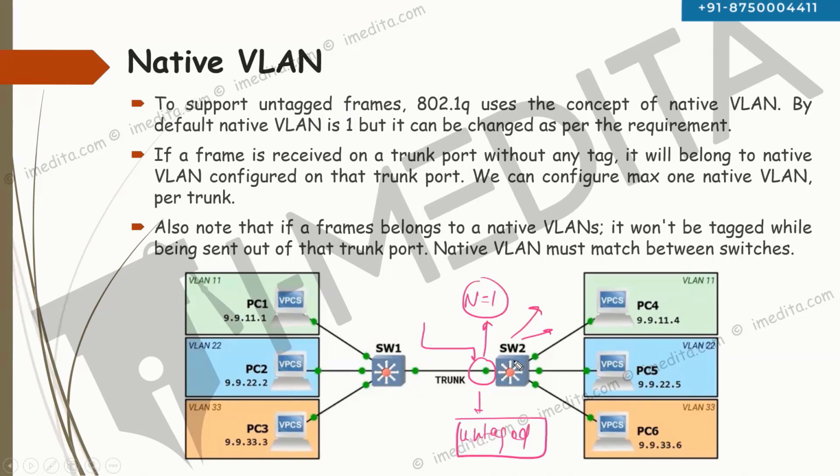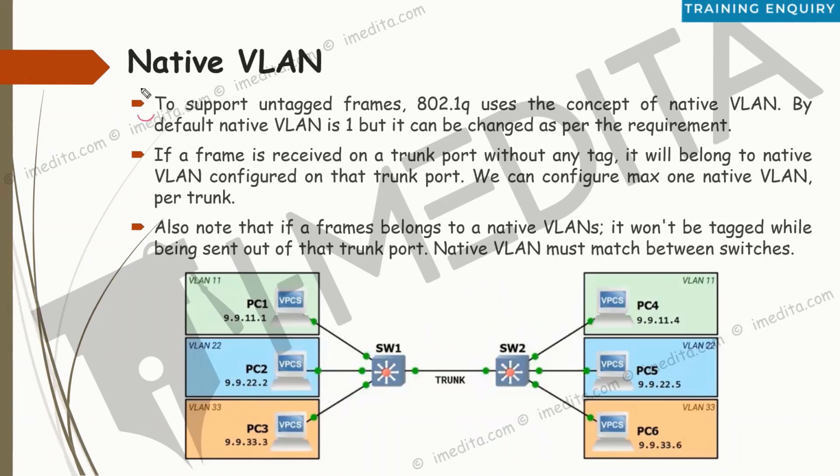If the traffic is not having any tag, it will be assumed that the data belongs to the native VLAN. Whatever VLAN is configured as the native VLAN, data will be forwarded there. So to support the untagged frame, .1Q uses the concept of the native VLAN. Default native VLAN is 1, but it can be changed as per the requirement. If a frame is received on the trunk port and is not having any tag, it will belong to the native VLAN configured onto that trunk port. And we can configure a maximum of 1 VLAN as the native VLAN per trunk.